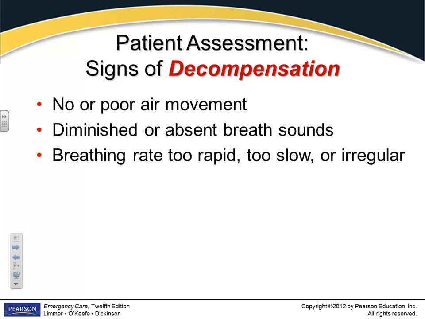Respiratory rate first is too fast, and then it's too slow. Then it may become irregular. Any idea what we call that very slow, irregular breathing? Like 3 or 4 times a minute? Come on, give it to me. It's in your book. Huh?